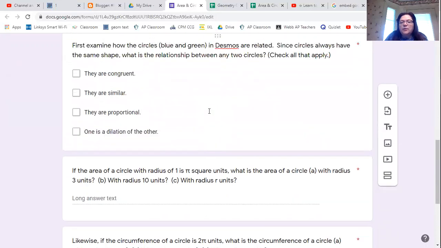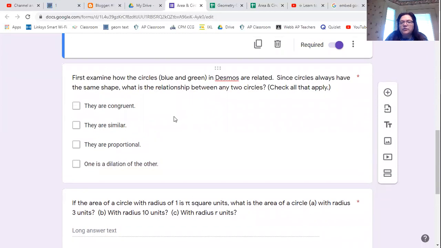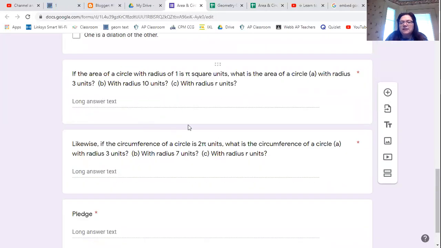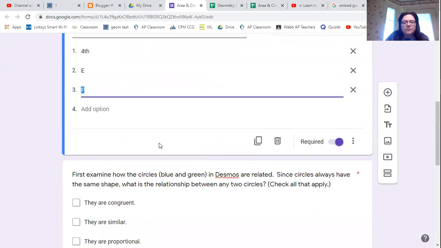So make sure that you have 3 answers for each one of these questions. 3 answers here, 3 answers here, A, B, C, and 3 answers here, A, B, C. And make sure that you have these equations in your notebook so you can refer back to them. The area of a circle is pi times r squared, and the circumference or perimeter of the circle is 2 times pi times r. I hope this was helpful for you.